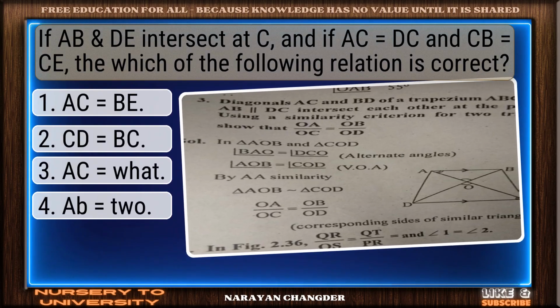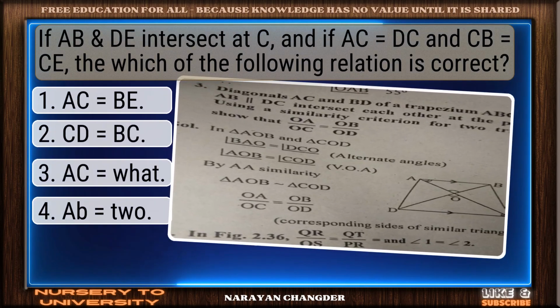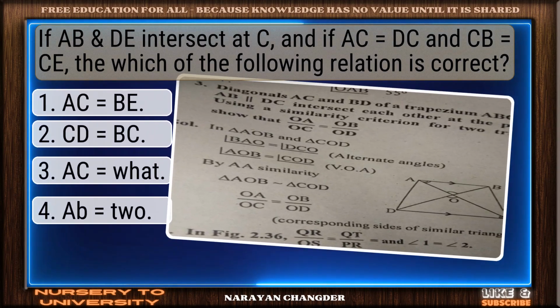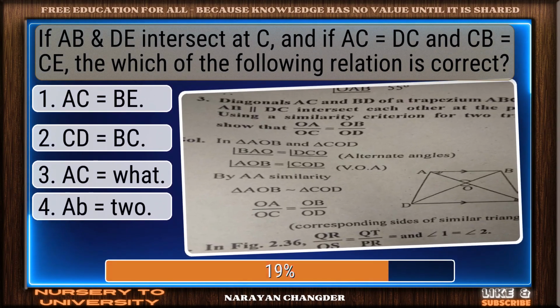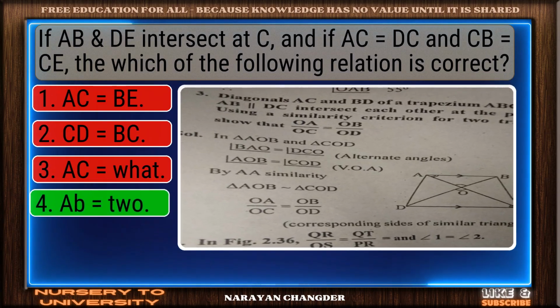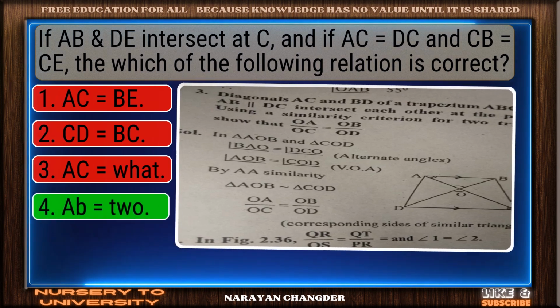Question number 11. If AB and D intersect at C, and if AC equal to DC and CB equal to C, which of the following relation is correct? Good thinking. AB equal to 2 is the right answer.